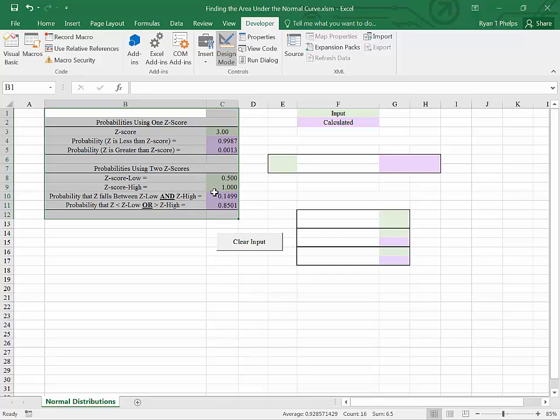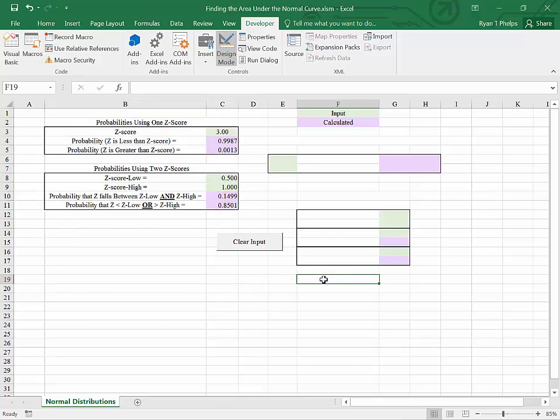So this closes out our coverage of finding probabilities under the standard normal distribution using z-scores, or going from z-scores to probabilities. In future videos, we will look at how to go from a probability to a z-score. And finally, we will look at standardizing non-standard normal distributions and finding probabilities based on those.